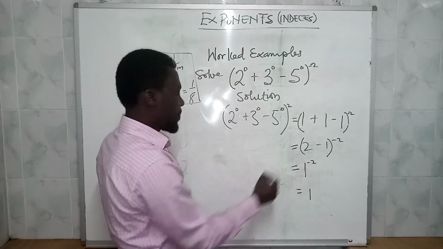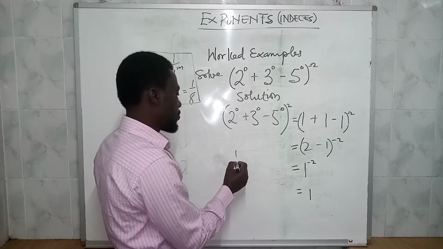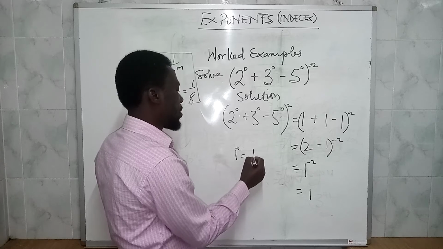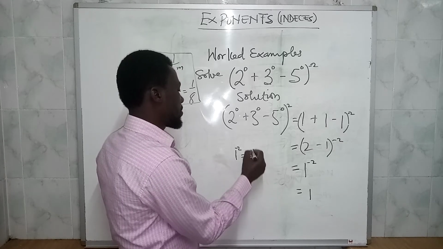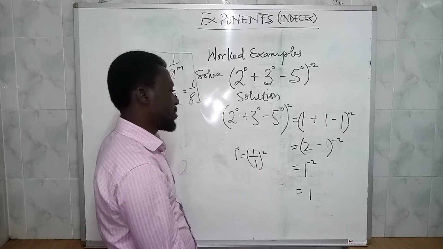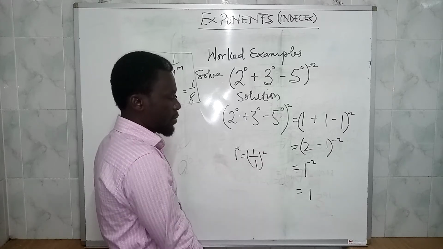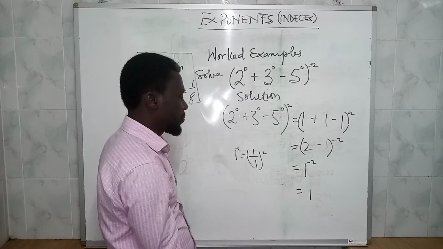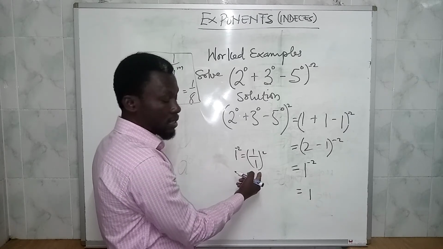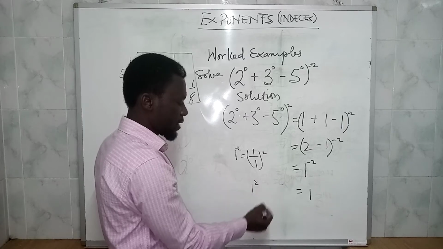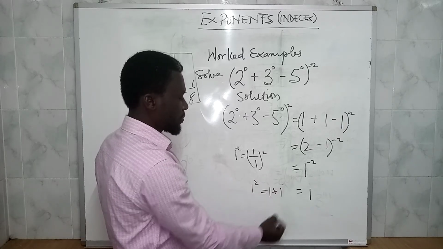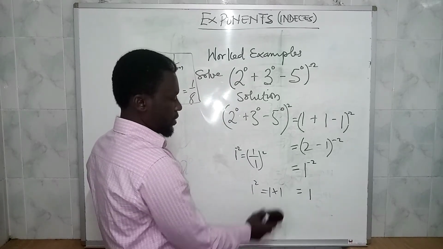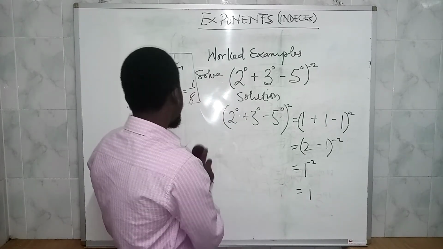If we have 1 raised to the power negative 2, of course it's the same as 1 over 1 squared, where the negative changes to positive. Now if we do that, 1 over 1 squared, and 1 squared is the same as 1 times 1. So the answer is 1. That is why from here I wrote 1 straight away. So that is what it gives us.